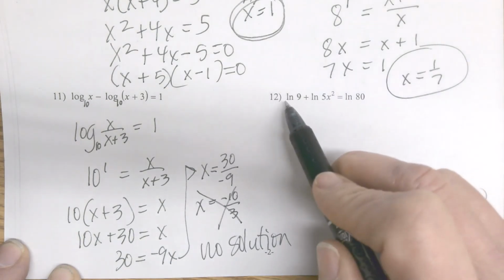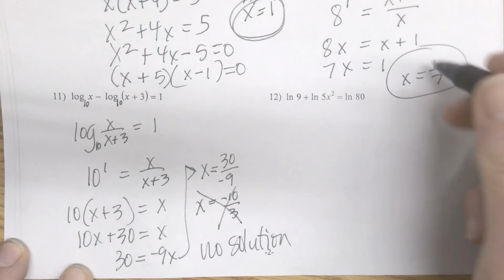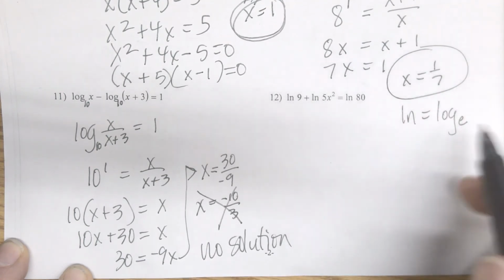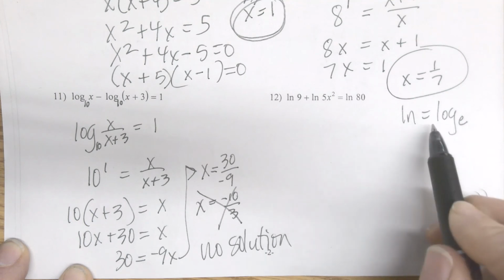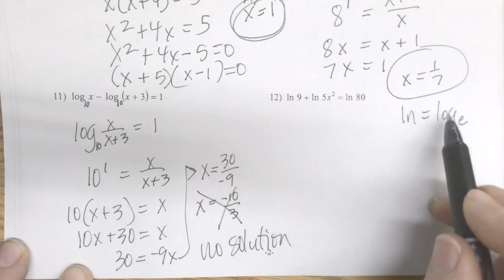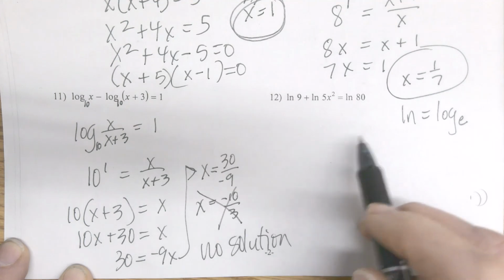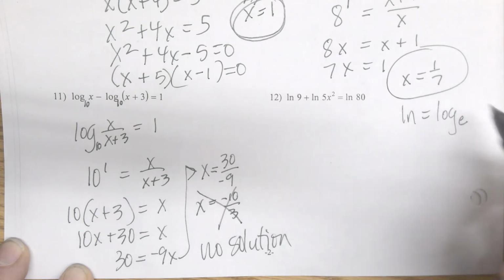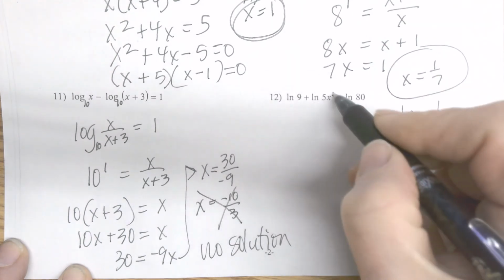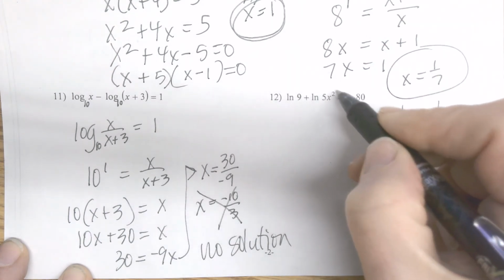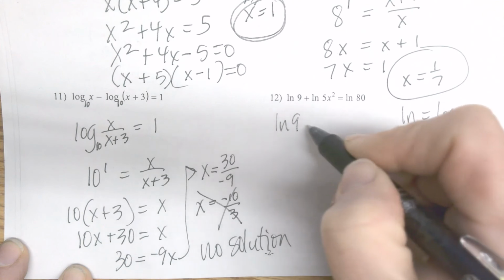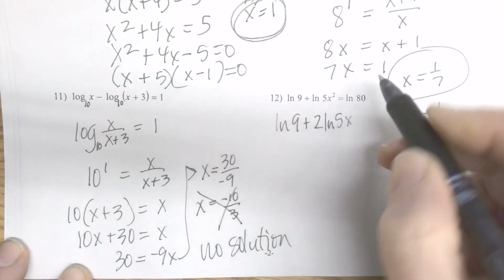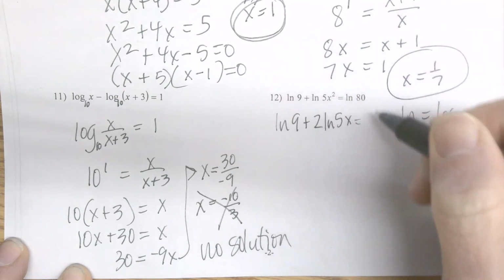My last one deals with the natural log. The natural log is a log with a base of e. So when I'm working through and I want to simplify, let's say I needed to drop the log or write it in exponential form, I would have to write it as e to some power equals something. But in this one, I'll just follow my rules. I've got that squared on there, so this is ln 9 plus 2 times ln 5x, the power comes out front, equals ln 80.